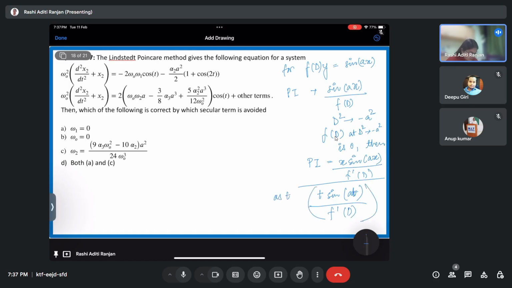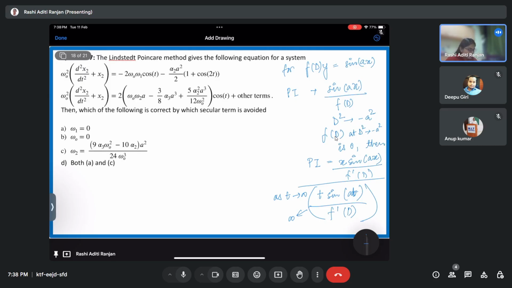As t tends to infinity, this goes to infinity, which is not true because we have already assumed that my system is bounded. The response of my system is essentially bounded. So why is this giving me such an expression? That is because we have assumed the solution, and that is why we call it an approximate analytical solution, because we have assumed the solution of this form, right?